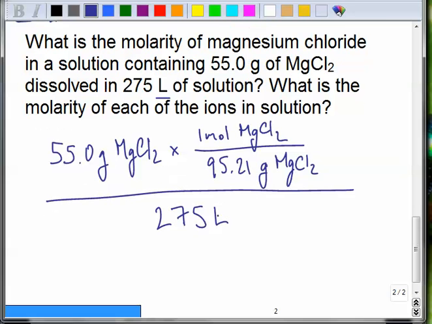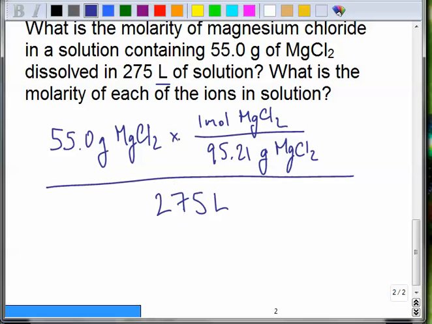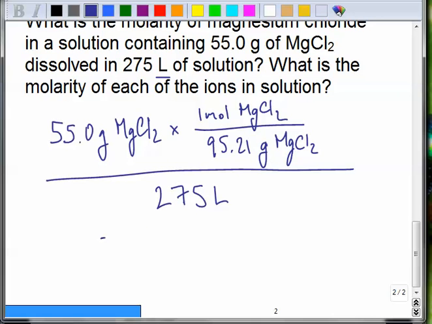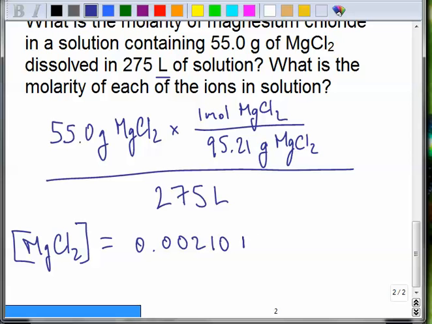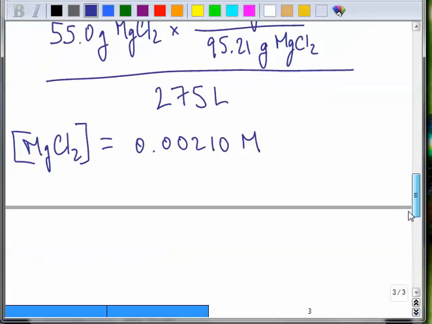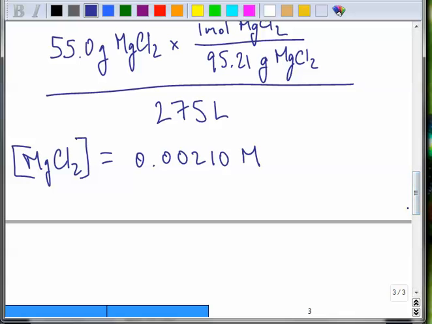I plug those numbers into my calculator, 55 divided by 95.21, and then divide that whole thing by 275, and I find that the concentration of magnesium chloride is equal to 0.00210 molar. That is, for every 1 liter, I have 0.00210 moles of magnesium chloride. So that is the concentration of the magnesium chloride.